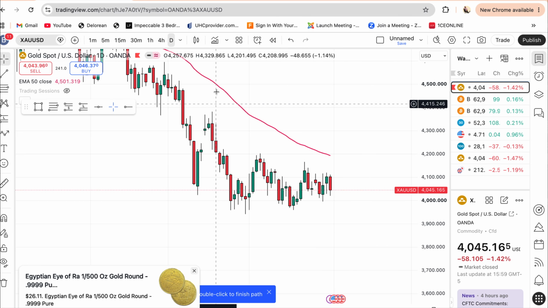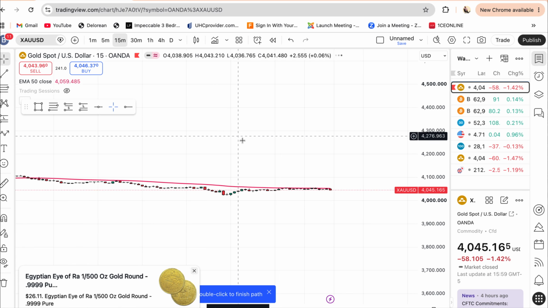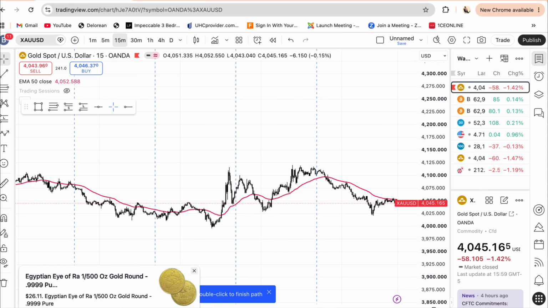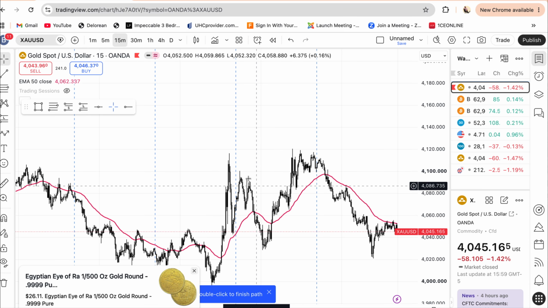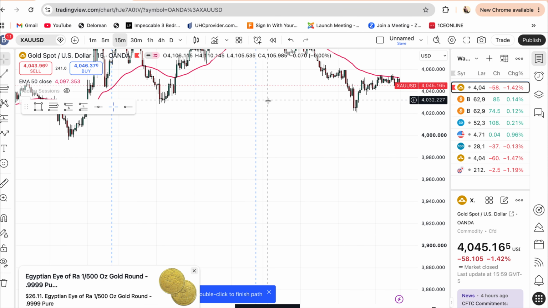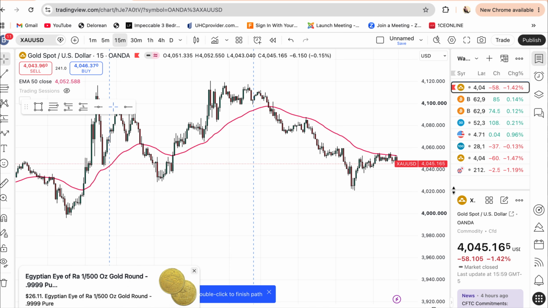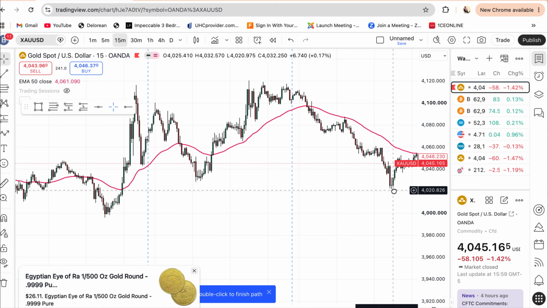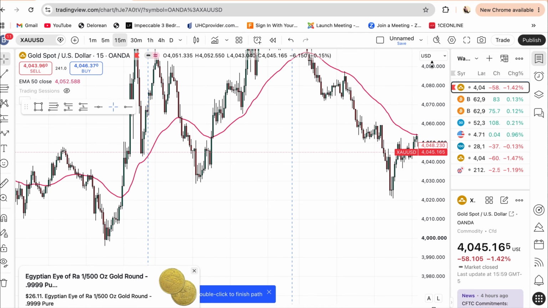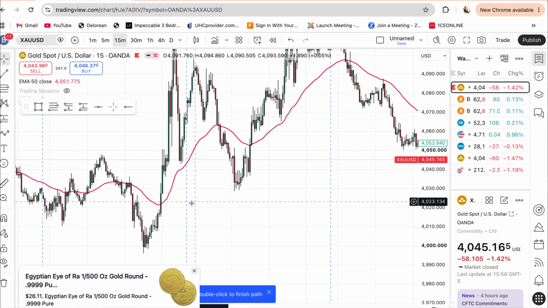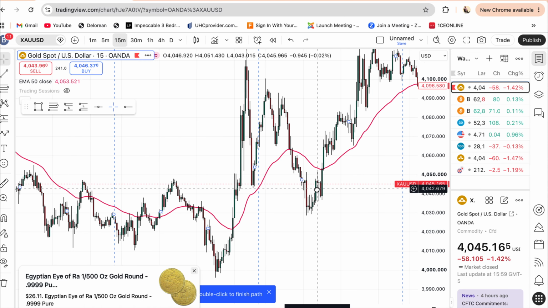Next is supply and demand. Supply and demand works on all time frames, but specifically we like to use it on the 15-minute. Supply and demand is where orders are resting in the market. To identify a supply and demand zone, you're going to want to look for aggressive selling or aggressive buying, and then wait for price to come back into one of those zones.